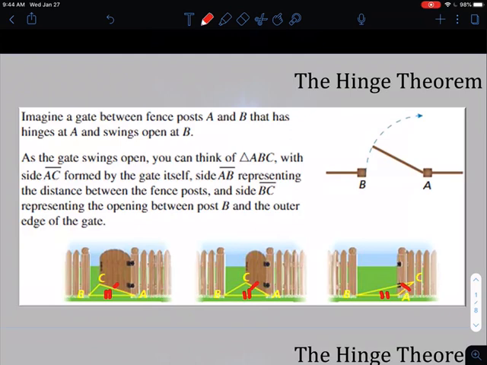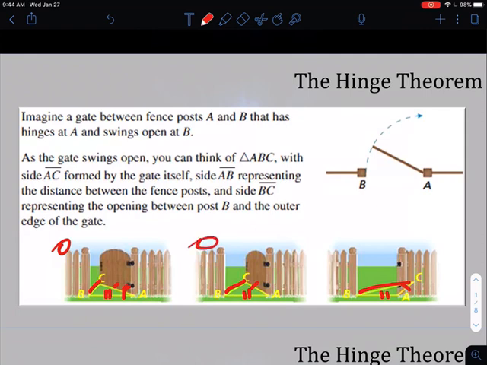And so what's happening here is two sides of my triangle are staying fixed. They're always going to be the exact same length as I open that gate further and further. But what is happening is, as I do that, side BC, the distance from fence post B to the end of the gate C, gets longer and longer. BC in the first picture right here is the shortest distance in the three pictures. Also, we've opened it the least amount, so angle A is the smallest angle in the three pictures.